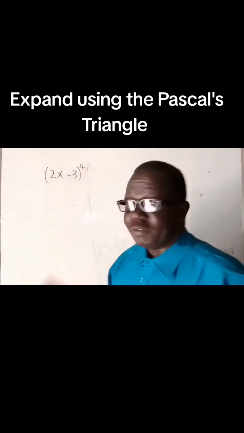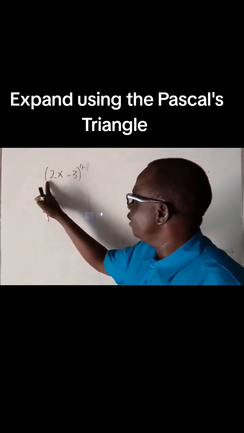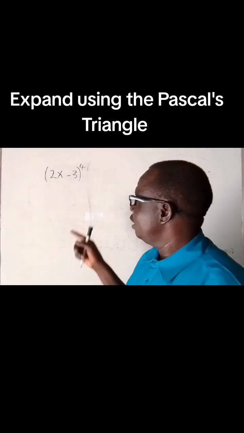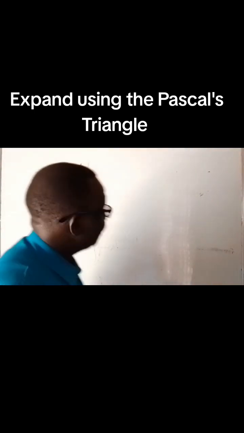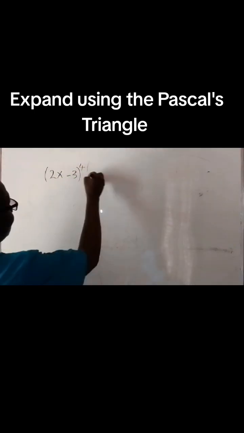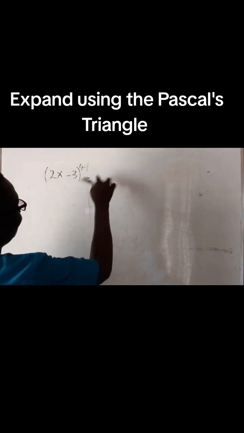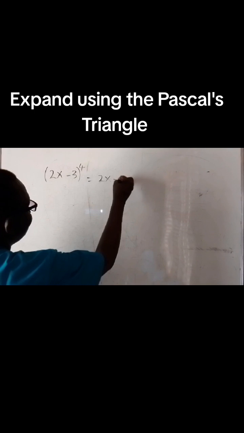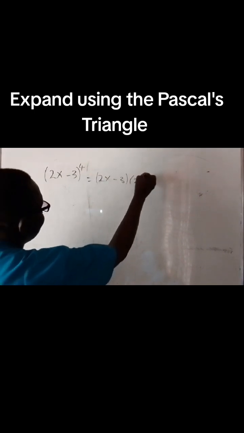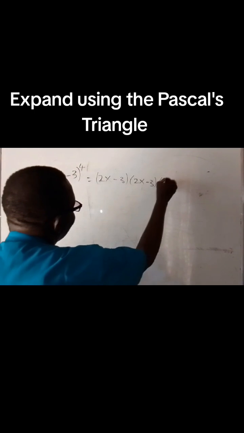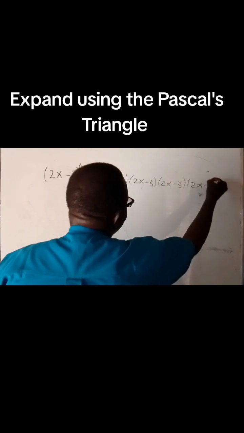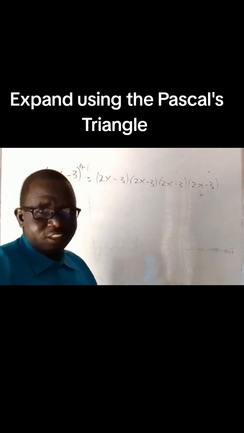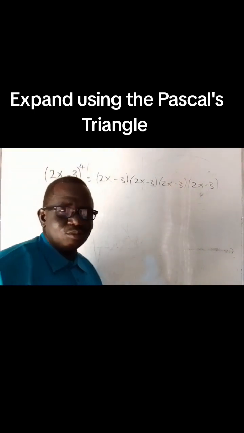Let us solve the question given to us on the board. It is very simple. Expand (2x minus 3) all raised to the power 4. To expand this is very easy, but that is 2x minus 3 times 2x minus 3 times 2x minus 3 times 2x minus 3. Now, if you expand this way, it will become tedious. It is too tedious.